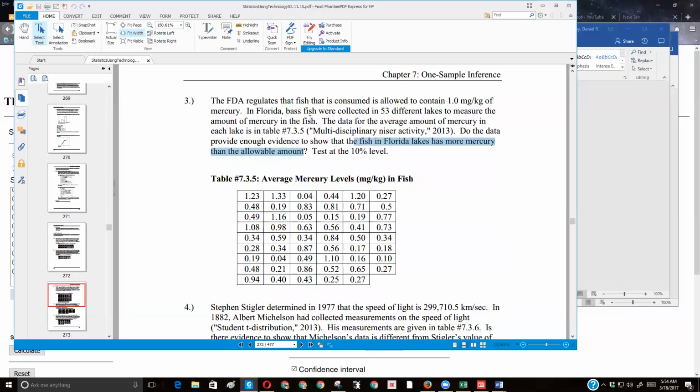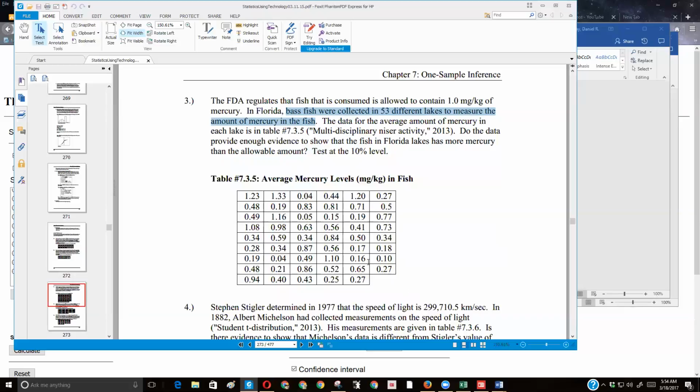So let's see, they aren't telling us that this is a random sample, but I would think if they caught fish in 53 different lakes, it'd be pretty random. So I guess the random sample bit is okay. Requirements. Okay, so now we're going to see, is the mercury level that's in fish normal?